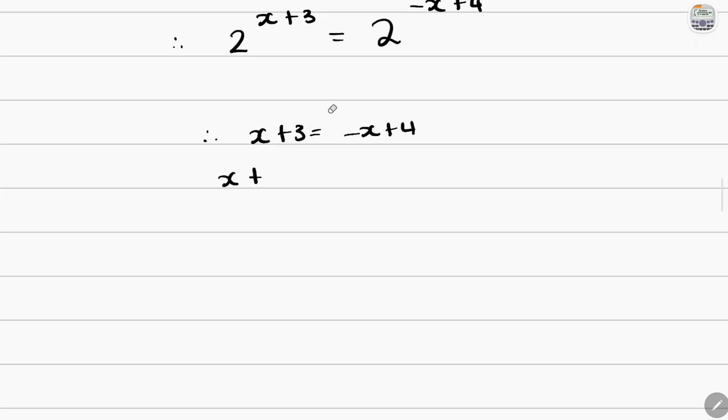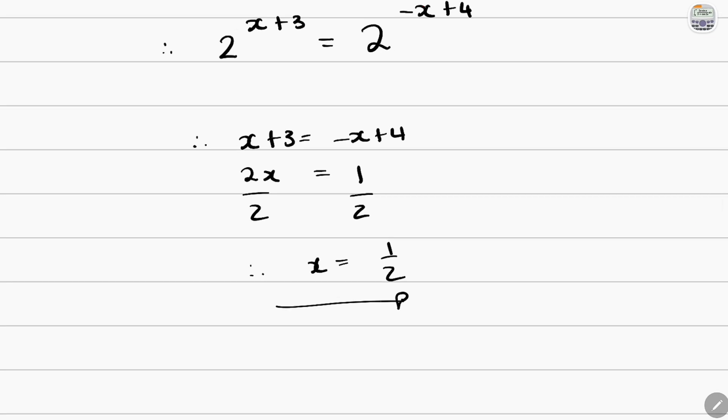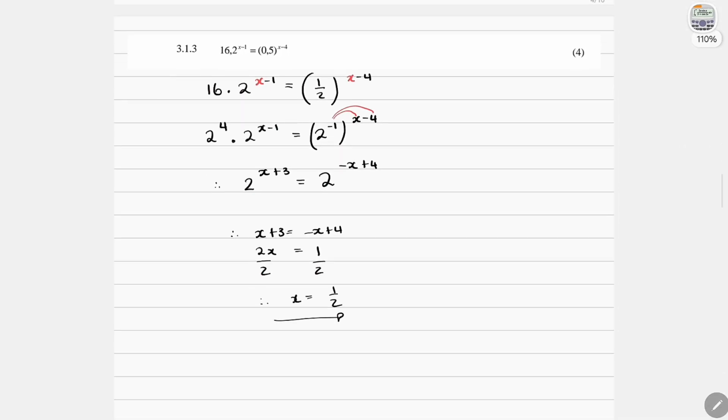So we have x, and that comes over to become a plus x, which is 2x. And this is 4, and that comes over to become a minus 3. So it's 1. Then divide both hand sides by 2, and x is equal to 1 over 2. And that is our answer. Moving on to the next question.